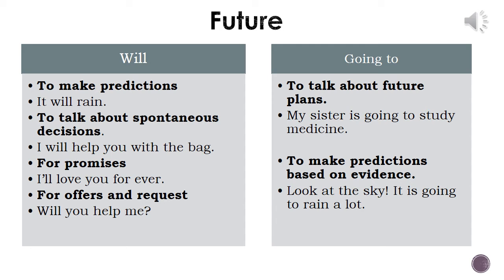And going to, we use it to talk about future plans. My sister is going to study medicine. To make predictions based on evidence. When we have a lot of evidence that something is going to happen, we use going to for predictions. For example, look at the sky. It's going to rain a lot. So it means that I see the sky full of clouds and I'm almost sure that it's going to rain.